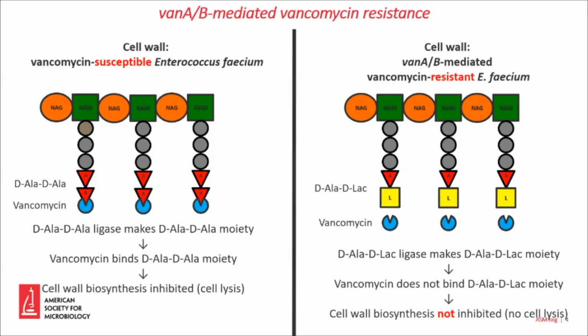If we have a vancomycin-resistant Enterococcus faecium, and the resistance is mediated by vanA or vanB, that last D-alanine residue is substituted with a D-lactate residue. That simple substitution prevents the binding of vancomycin to the cell wall, and so therefore it cannot sterically occlude the activity of the transpeptidase and transglycosylase enzymes. So cell wall biosynthesis is not inhibited, and there is no cell lysis.